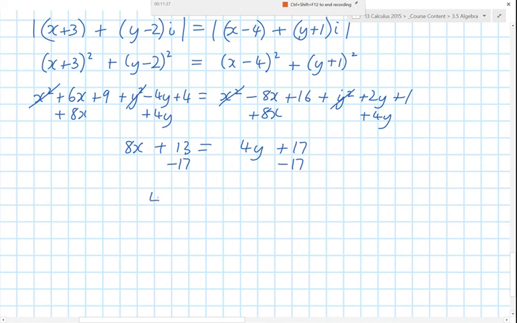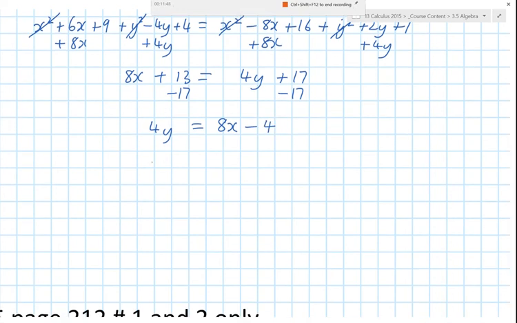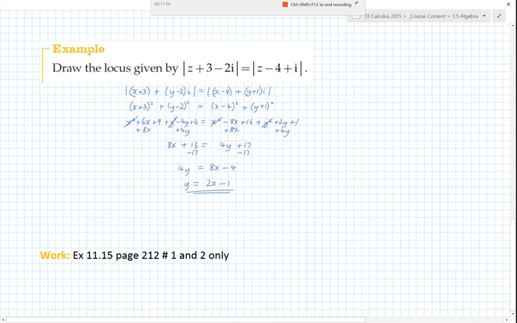Let's subtract 17 from both sides. And so we've got 4y equals 8x minus 4. And let's divide through by 4. So we've got y equals 2x minus 1. And so that's left us with a nice straight line there. So the question is asking us to draw the locus. So we still need to do that.